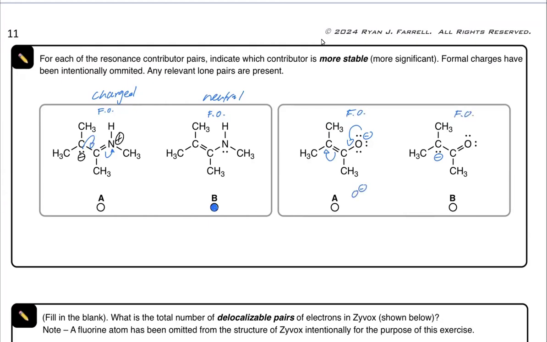We're looking at O minus versus C minus. The oxygen is more electronegative. Therefore, A should be more stable than B. Oxygen is more electronegative.